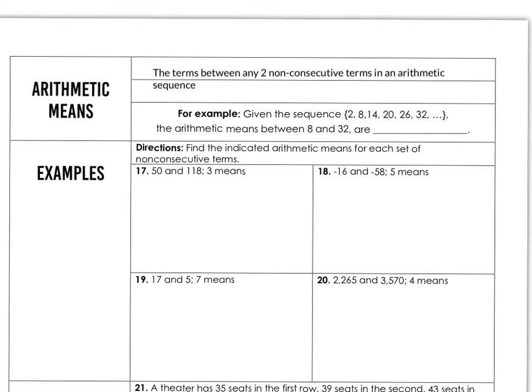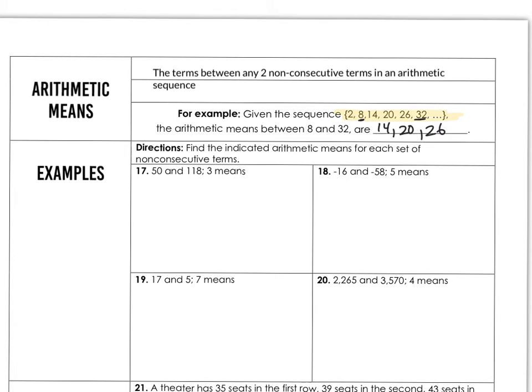Okay, this last little bit looks at arithmetic means. These are the terms between any two non-consecutive terms in an arithmetic sequence. So for example, if we have this particular sequence that they've given us right here, then to find the arithmetic means between 8 and 32, well here's 8, here's 32, they are 14, 20, and 26. It's just the numbers in between them. So if you know that they are arithmetic, that's important, and you know how many means you're looking for, it's easy enough to figure it out.